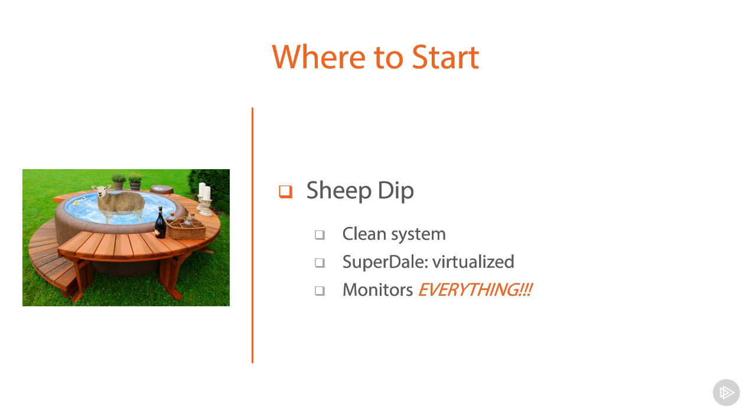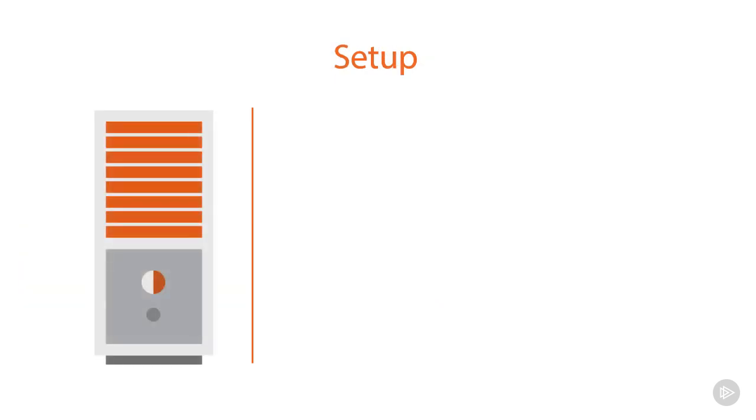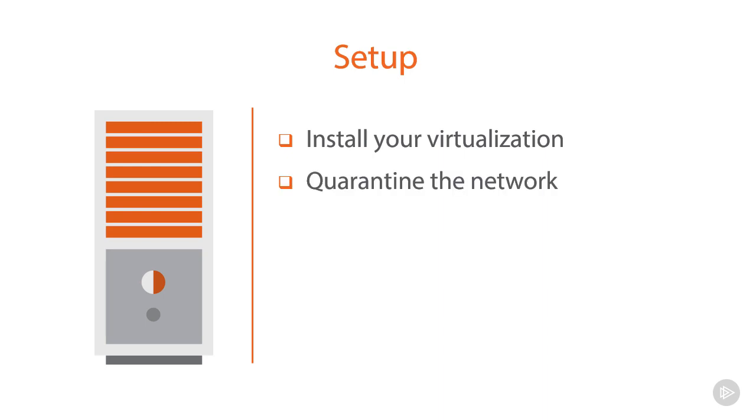So the actual setup for a sheep dip is we're going to start with, basically again, our host machine, and we're going to install some type of virtualization. After we install the virtualization, we'll then want to make sure that we quarantine the network. Again, very similar to what we did in the Understanding Ethical Hacking series, so that anything we do on this machine won't affect our production environment. You'll also want to make sure that you disable any type of shared folder services that are going on, or any of the services that might leak out from the virtual into the host environment. But typically, again, if you quarantine the network, you should be good to go.